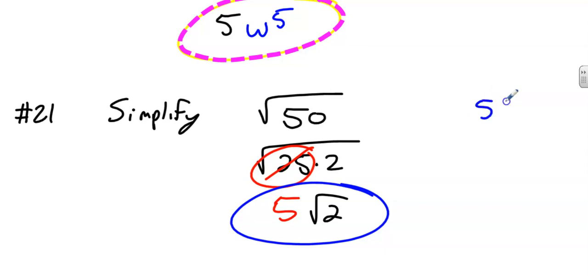If you happen to have not gone with 25 times 2, if you're doing 5 times 10, 10 would have been 2 times 5. Well, it's 2 times 5 times 5.